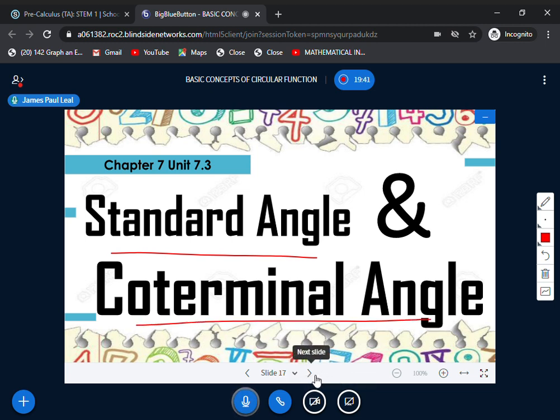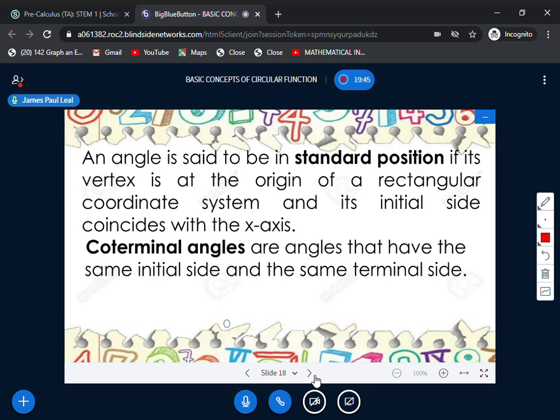Okay? So ano po ba itong concept na ito, itong coterminal at standard angle na to? Again, kanina sinabi ko na po ito sa previous slide, yung standard position. Paano natin ulit masasabing standard position? Kung yung vertex mo ay nasa origin, using the Cartesian coordinate system, tapos po yung initial side mo ay nagko-coincide with the x-axis. So that is in the standard position.